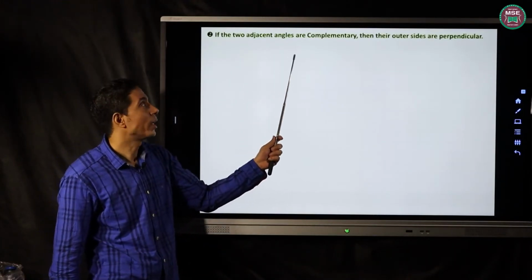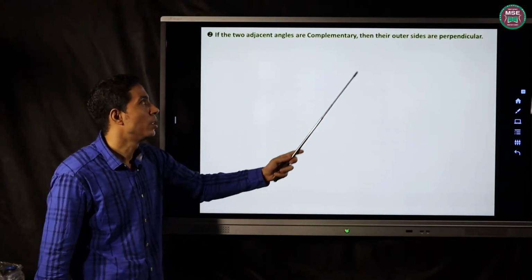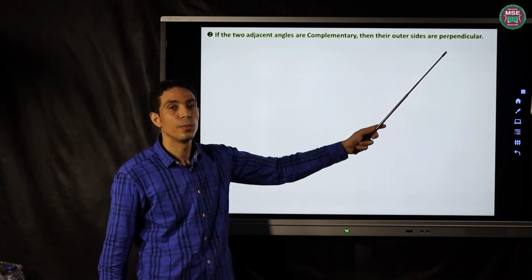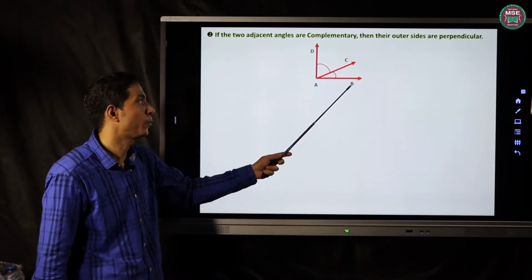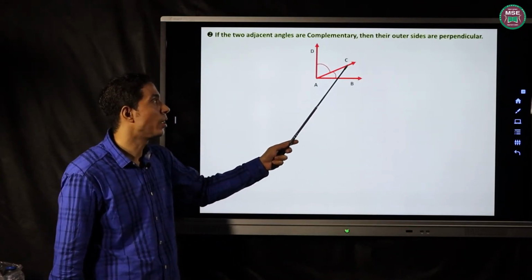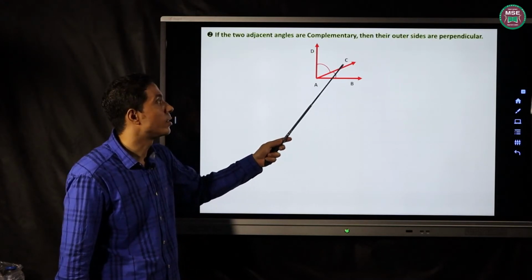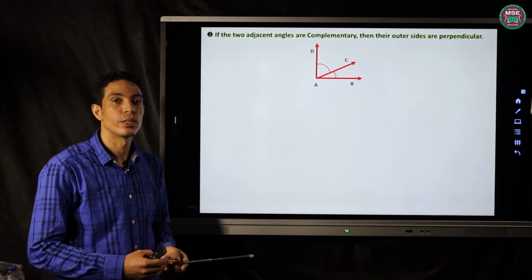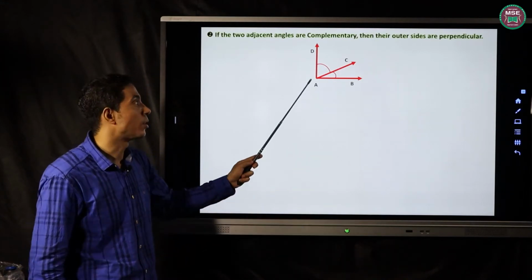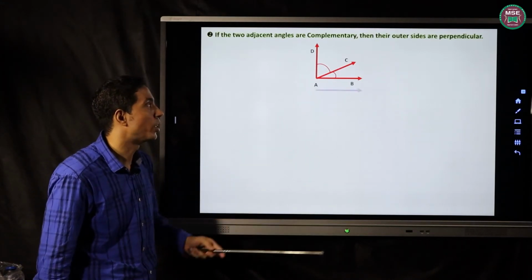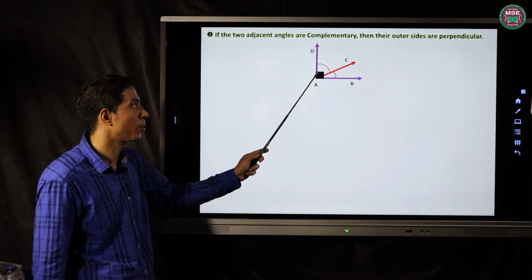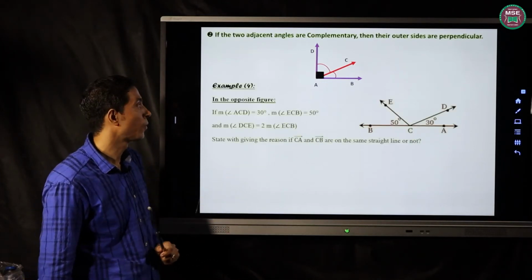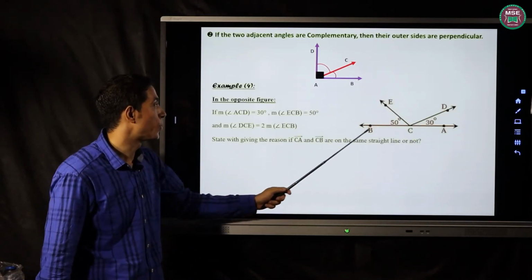If the two adjacent angles are complementary, then their outer sides must be perpendicular. Like this example, we have angle BAC and angle CAD. If these two angles are complementary, then their sum equals 90 degrees. Then AB is perpendicular to AD.